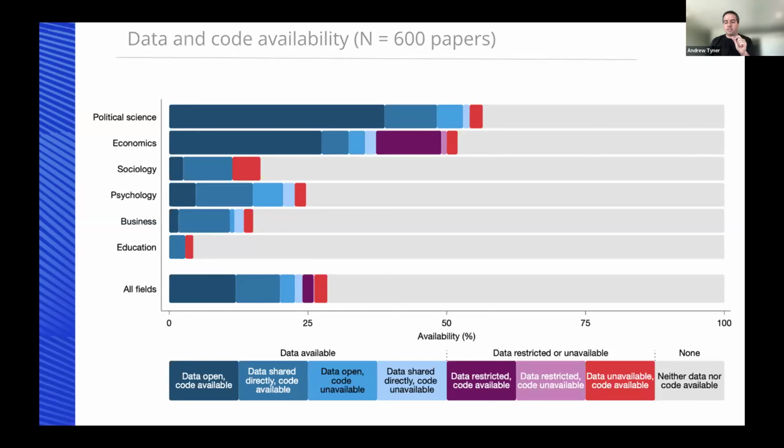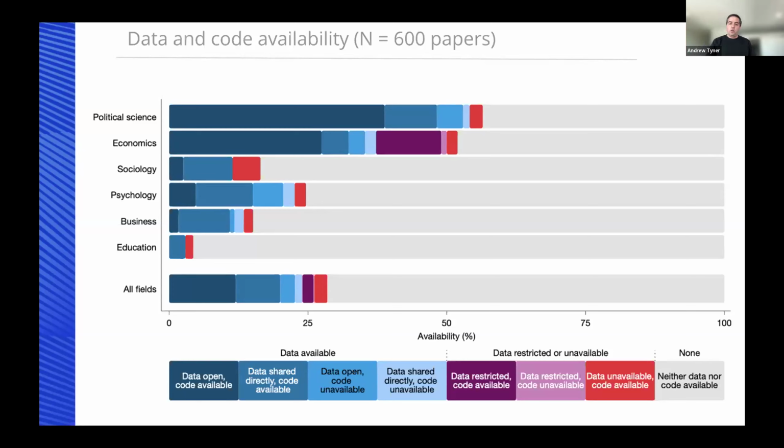Red I'll call out as the opposite. So there's no data, but there is code. And purple, which we really only see in large portions in economics, is cases of restricted data, whether it's sensitive or otherwise proprietary. And then across the board, gray means we couldn't find data or code.